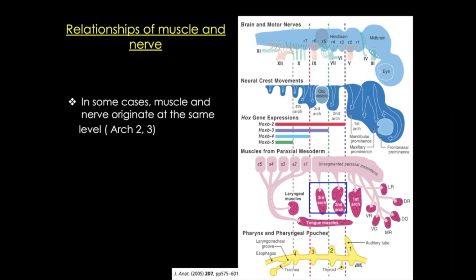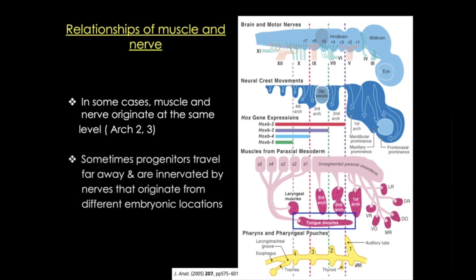For example, the muscles of the tongue do not arise from the arches. Those progenitors travel in from the somites, but they're innervated by the cranial nerves in order. Now we're going to talk about some problems that arise from aberrant arch development. But before we do that, we have to talk briefly about the development of the face.